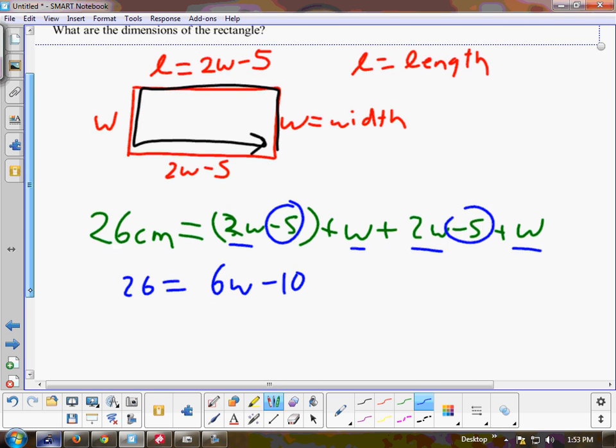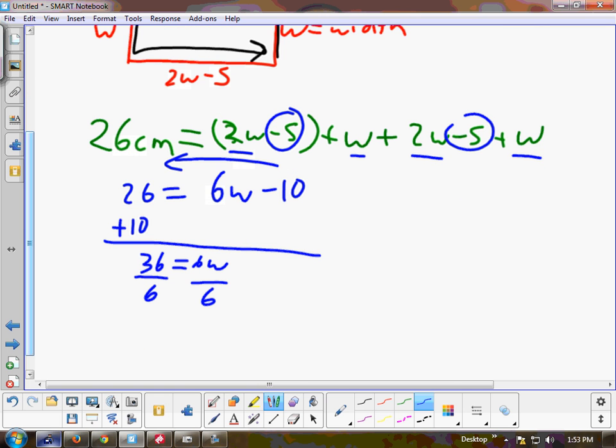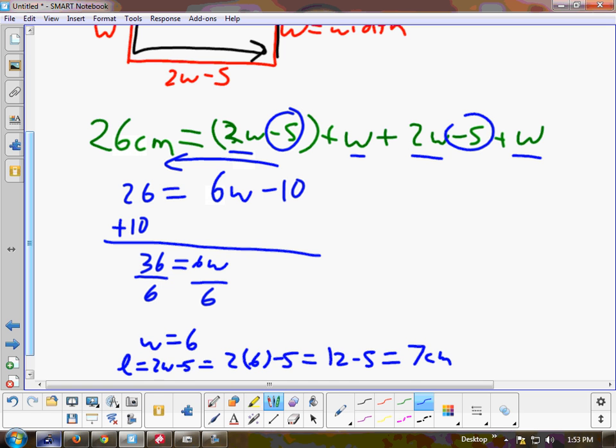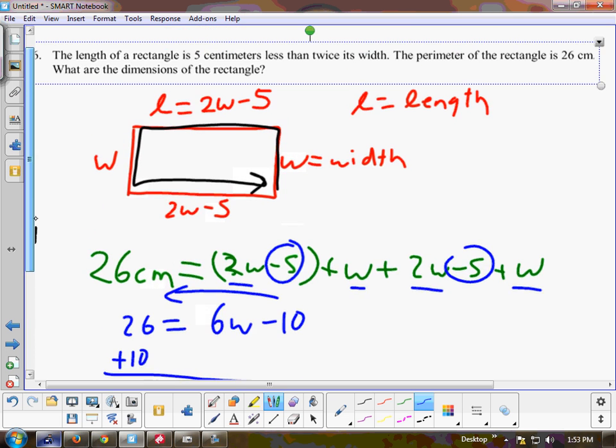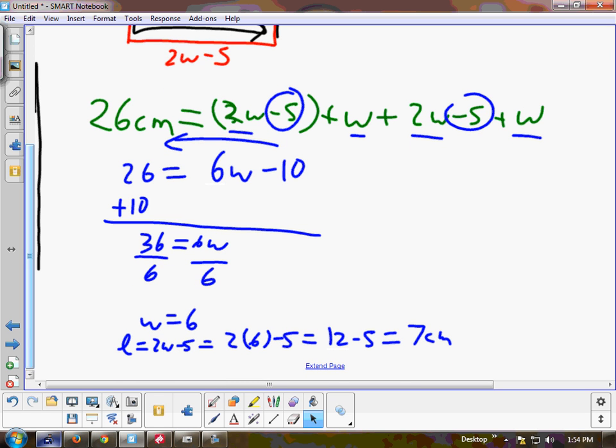And then we're going to solve this, add 10 to both sides, or bring the 10 over by adding 10. That's 36 equals 6W. I'm going to divide by 6, and W equals 6. And if L equals 2W minus 5, we would do 2 times 6 minus 5, which would be 12 minus 5, which is 7 centimeters, is it? And of course, you'd have to check this and write it out in a complete sentence. So the width is 6 centimeters, so the length is 7 centimeters.